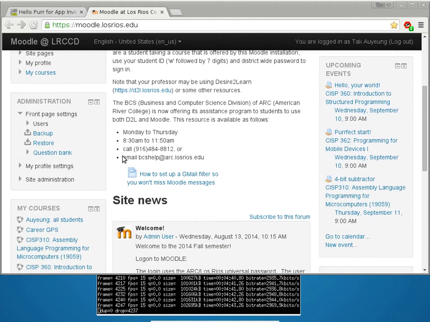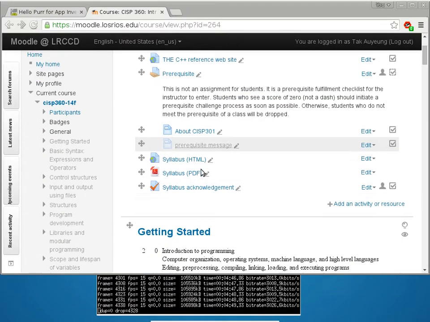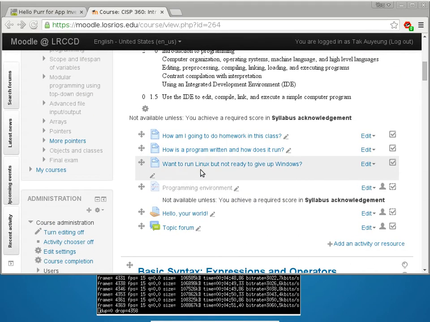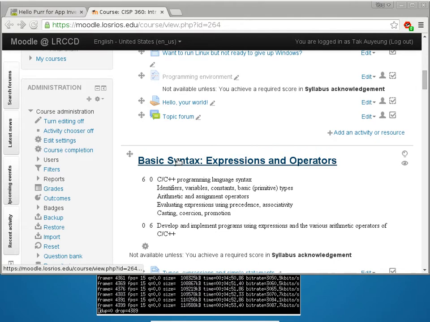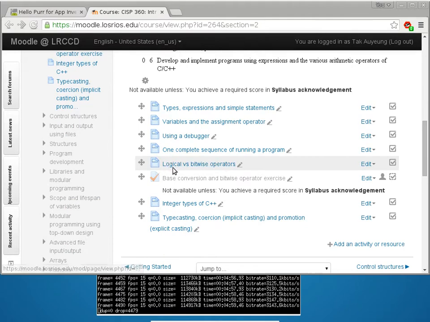Still logged in because of the morning session. So we go to cisp360. I just want to point out that I added some more stuff to the website. So when you go to basic syntax, expressions and operators, I added this section here. It's logical versus bitwise operators, and there's also a test, quote unquote test, under that.